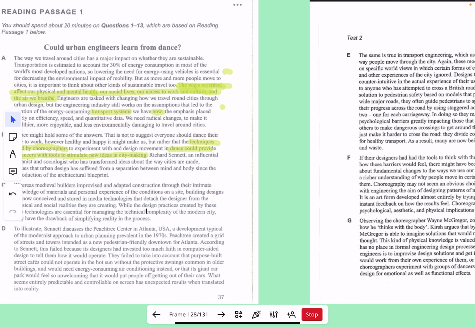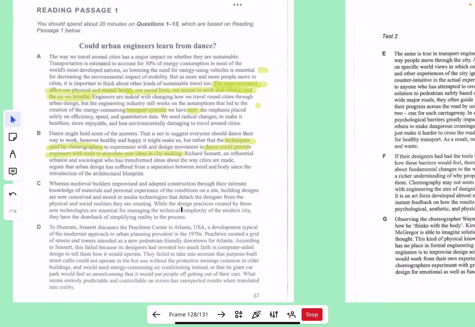Richard Sennett is an influential urbanist and sociologist who has transformed ideas about how cities are made. He argues that urban design has suffered from a separation between mind and body since the introduction of the architectural blueprint. There is nothing about the separation between mind and body in the questions, so I'm just moving on.